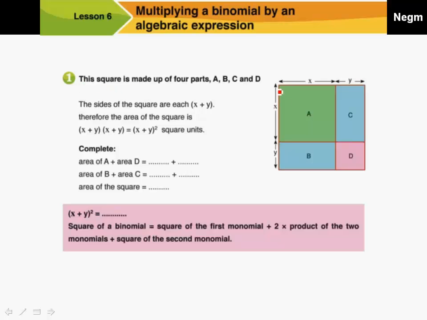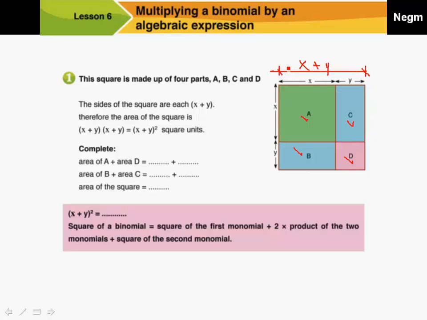This square is made up of 4 parts, A, B, C, and D. We have a square here which is made up of 1, 2, 3, 4 parts. The sides of the square are each x plus y. This side is equal to x plus y. This is a square, so the 4 sides are equal.